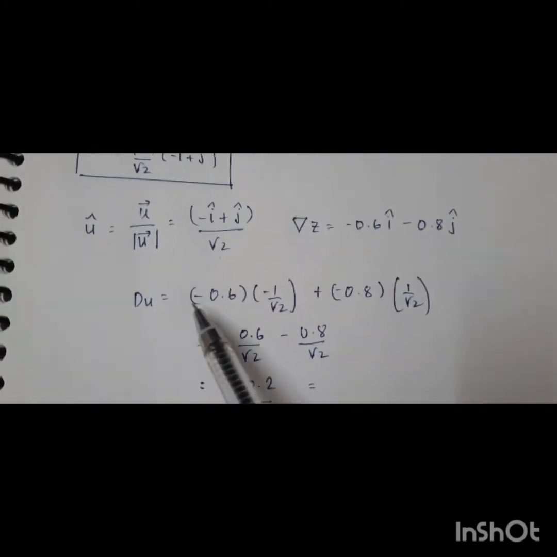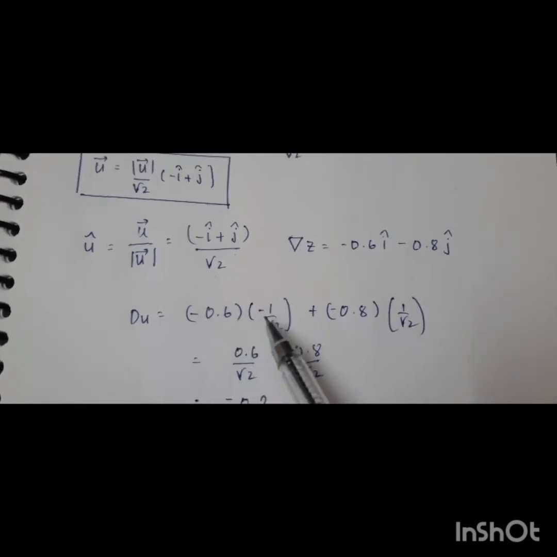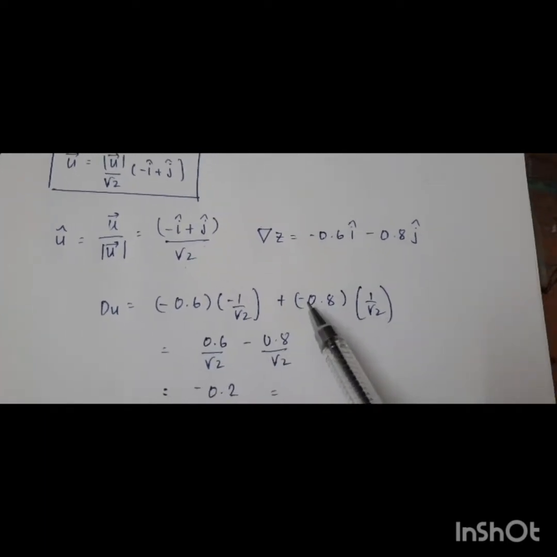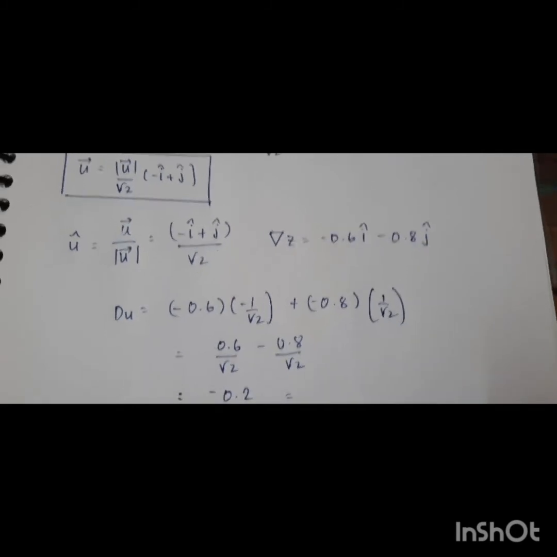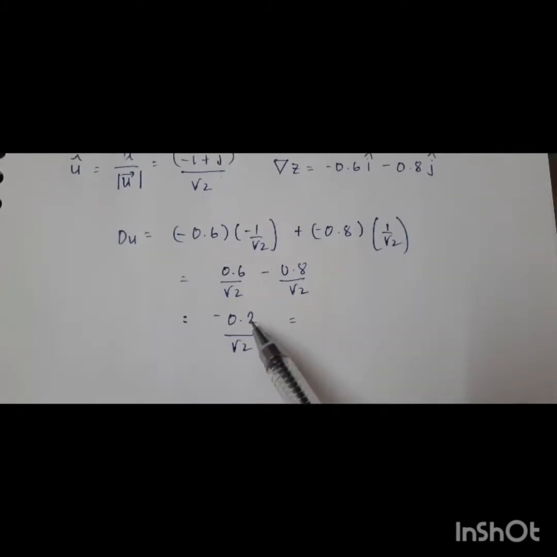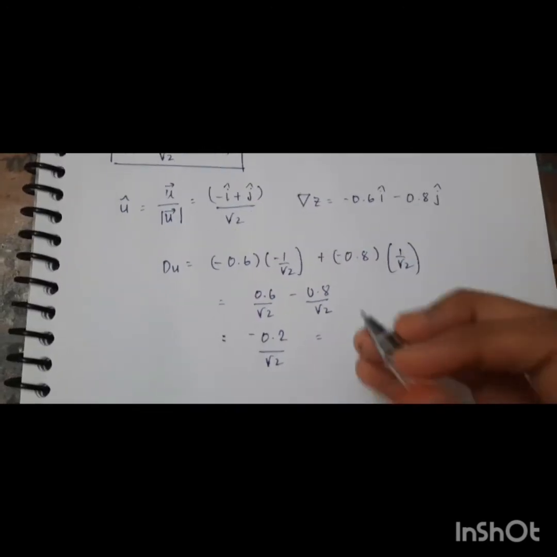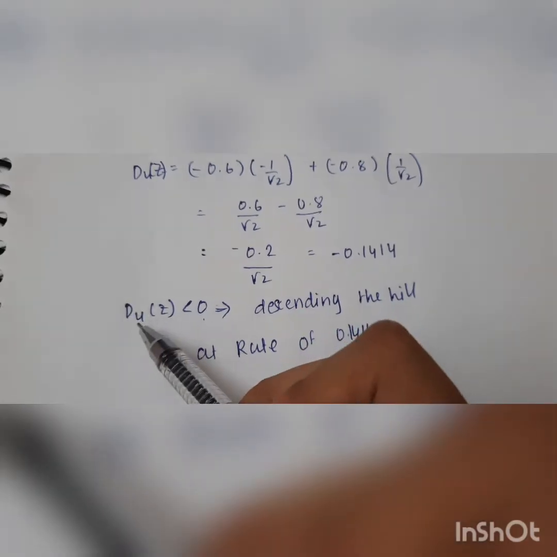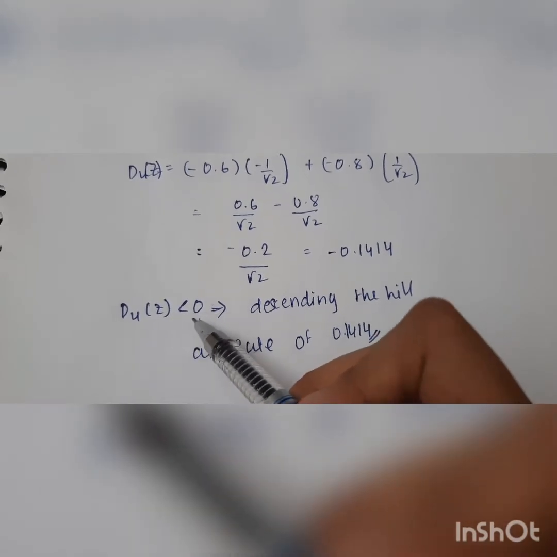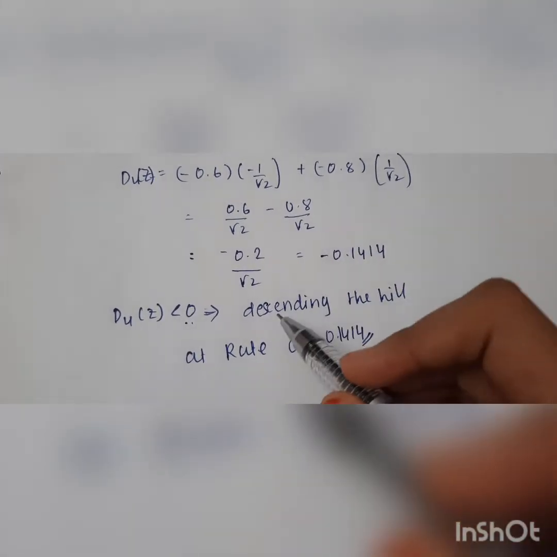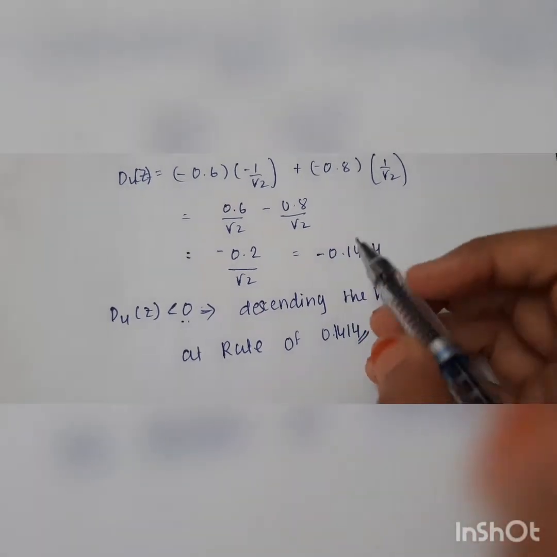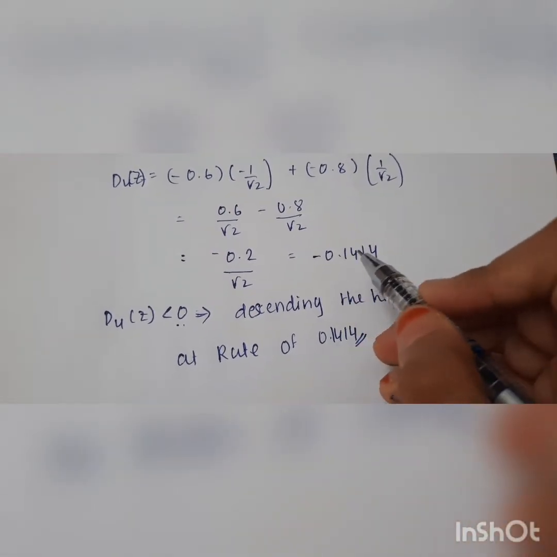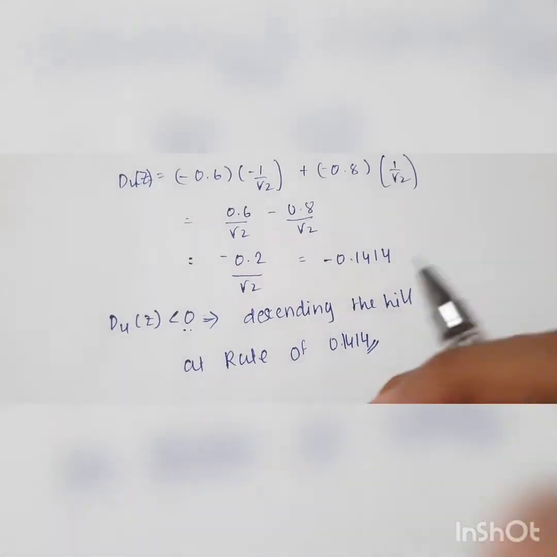By finding out the dot product of these two, we get Du is equal to minus 0.6 into minus 1 by root 2 plus minus 0.8 into 1 by root 2. So that would give us minus 0.2 by root 2, that would come out to be minus 0.1414. So now, as we know that the directional derivative of the function is less than 0, that implies that we are descending the hill, and at what rate are we descending the hill? At 0.1414 rate we are descending the hill.